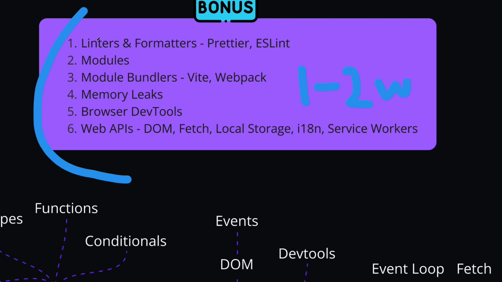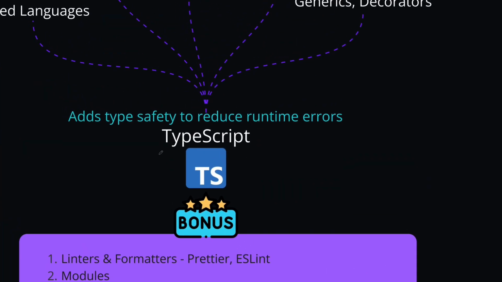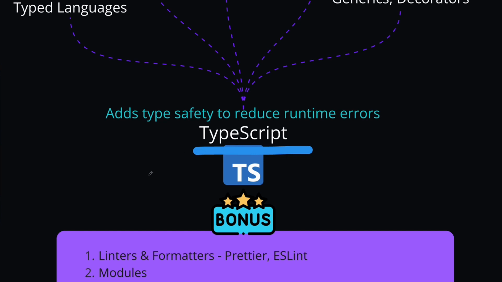Next, as you can see, we also have TypeScript here in the bonus skills, and you will find a lot of job postings that also include TypeScript in the job requirements, so knowing this will set you apart from other developers. TypeScript is just a superset of JavaScript which adds type safety to reduce the runtime errors. For example, you can use TypeScript to catch issues early, like passing the wrong type of data to a function.